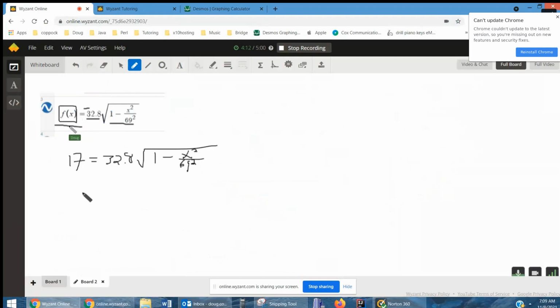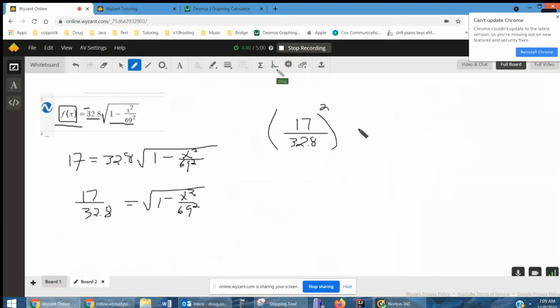So let's see, I could divide both sides by 32.8. And that'll give me this. I could square both sides to eliminate the radical. And by the way, that has the possibility of introducing an extraneous root when you square both sides. So we should check our final answer. But now here's what we've got.